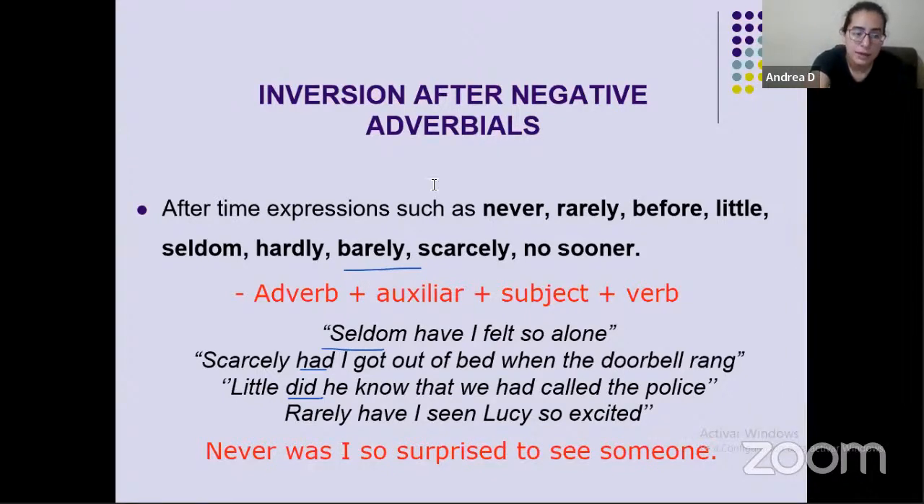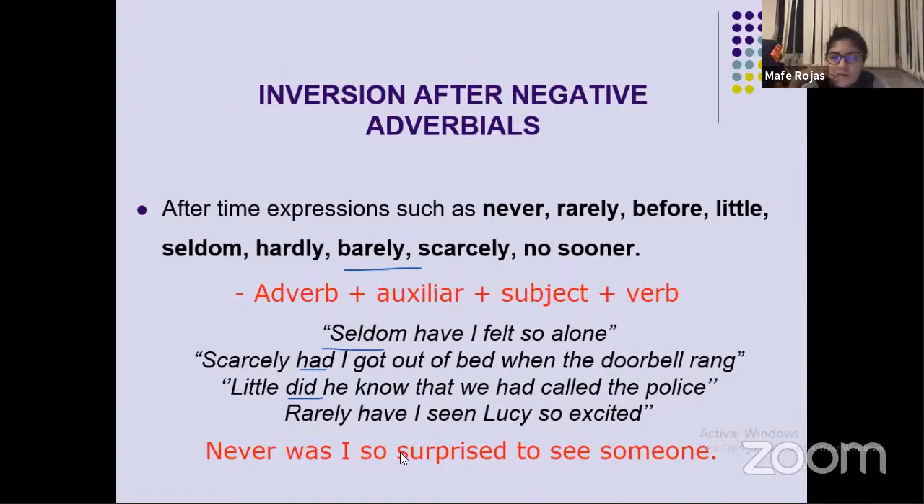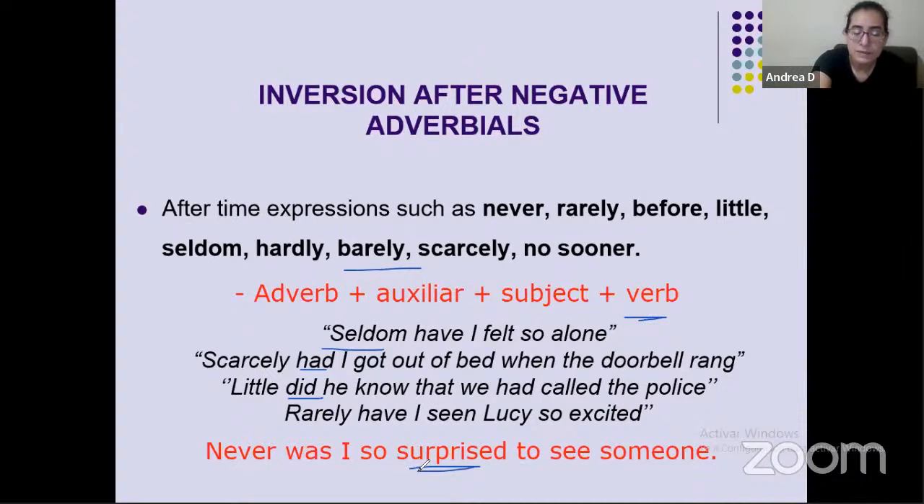So never was I so surprised. Instead of a verb, you have an adjective. Never was I so surprised, so excited. There's another category for that.